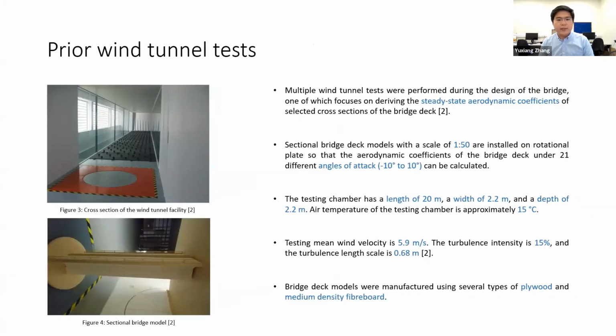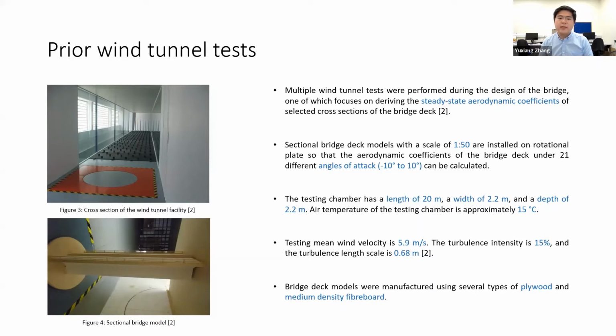During the design of the bridge, multiple wind tunnel tests were performed. One of those focused on calculating the aerodynamic coefficients of selected bridge deck sections. What they did was install a sectional bridge deck model on a rotational plate in the wind tunnel and test the model under different angles of attack, from -10 degrees to +10 degrees.